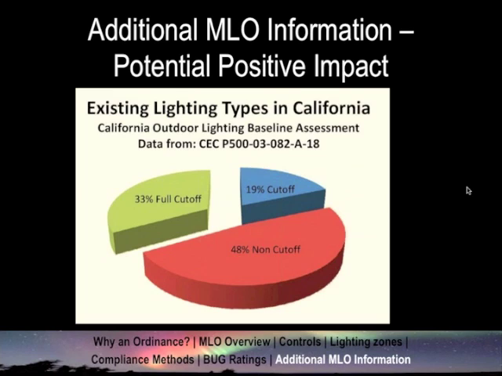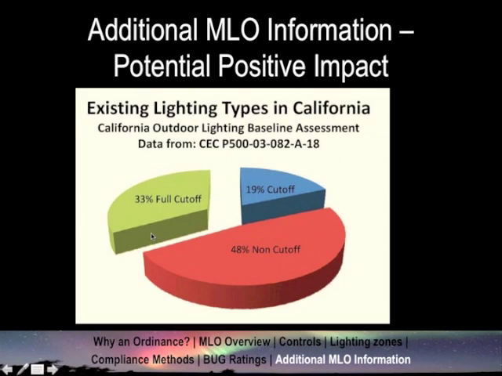You can add maybe the color of the light, and you can add maybe other features that you would want specific for your community. But please remember that the Model Lighting Ordinance is the technical side of what you would have as a general ordinance.